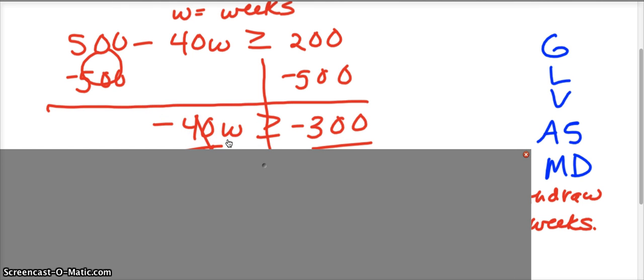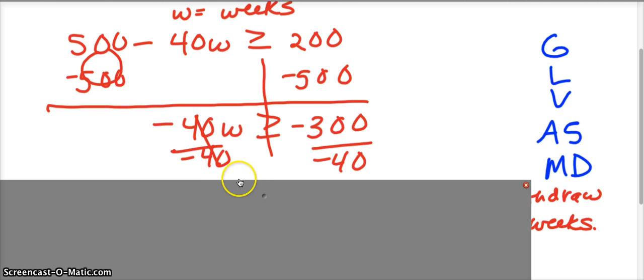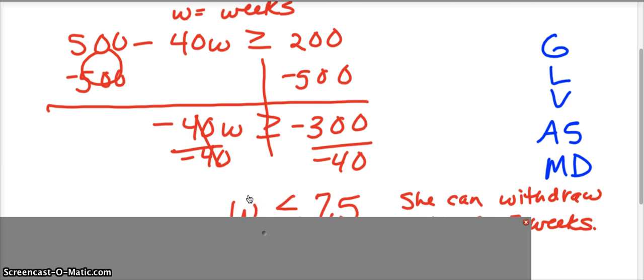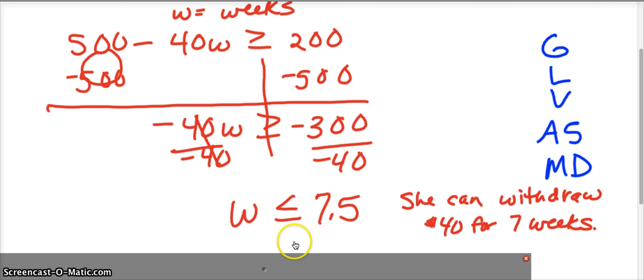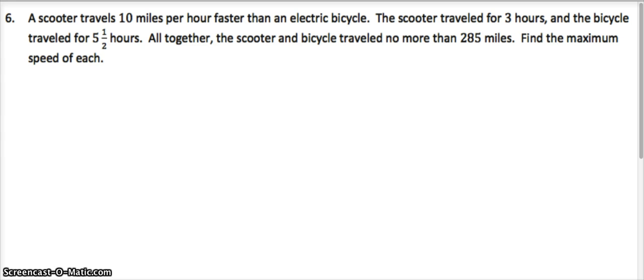on both sides. When you bring down your work, you've got to make sure you've got this subtraction or negative sign in front of your 40W, and 200 minus 500 is negative 300. Dividing by negative 40 on both sides to make a 1, and then reversing the symbol because you multiplied or divided by a negative number, and in order to make sure that's true, it's got to go the other way. The weeks would be 7 5/10 or 7 1/2. You can't have half a week, so what we know is she can withdraw $40 for 7 weeks to maintain a balance of $200.